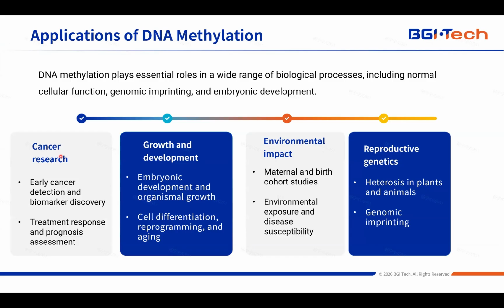The main research directions for WGBS include cancer research, such as early cancer detection and biomarker discovery, growth and development, such as embryonic development and cell differentiation, environmental impact, and also reproductive genetics. In the next part, we will see some research cases in these different fields.